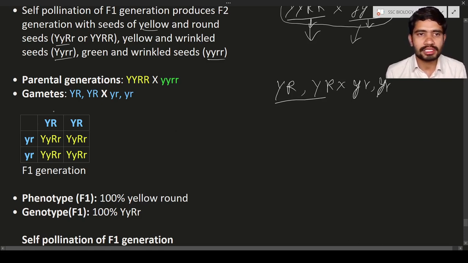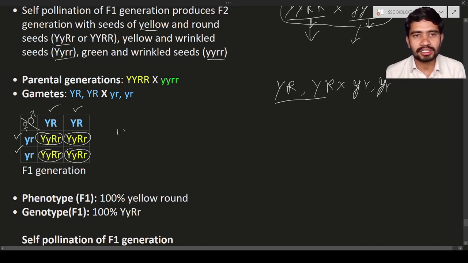Here we can see the gametes. This is from the father, and this is from the mother parent. Now you can see what type of combinations you will get: capital Y, capital R, small r, every time, in all four. So the phenotypic ratio is 100% yellow round.